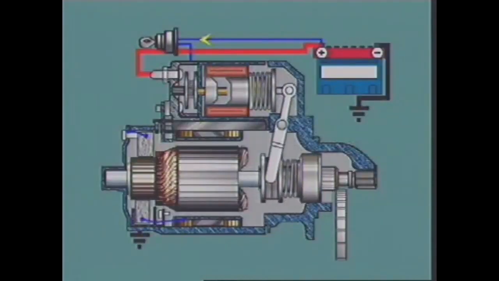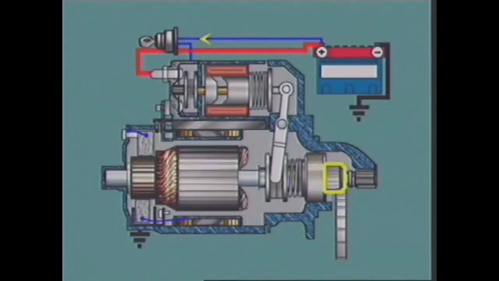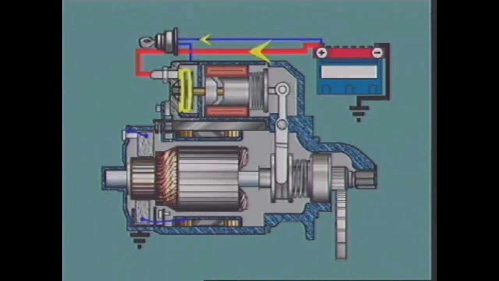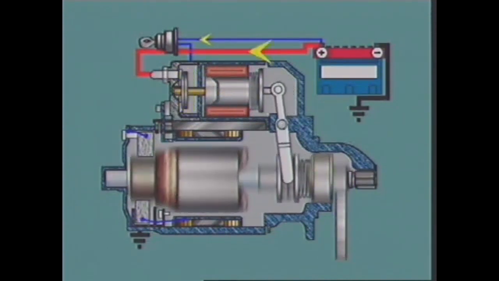Plunger movement engages the drive pinion with the ring gear and closes a set of heavy-duty contacts, allowing a large current to flow from the battery to the starter motor, rotating the armature and drive pinion and causing the crankshaft to spin. When the engine starts and is able to run on its own, the operator usually releases the key, and this withdraws the pinion from the ring gear and brings the armature to a halt.